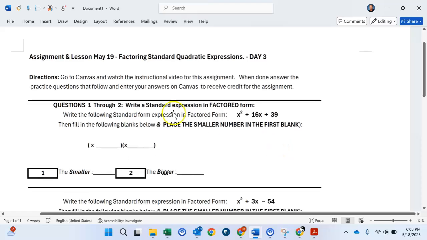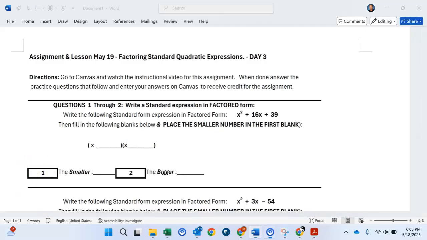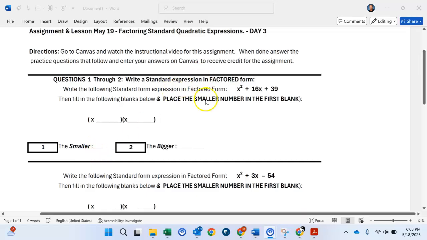So the first question, as you see, is a review of what we've already done. This is something that I'd like you to try, and then when you're done, maybe pause the video and come back and check your answer.